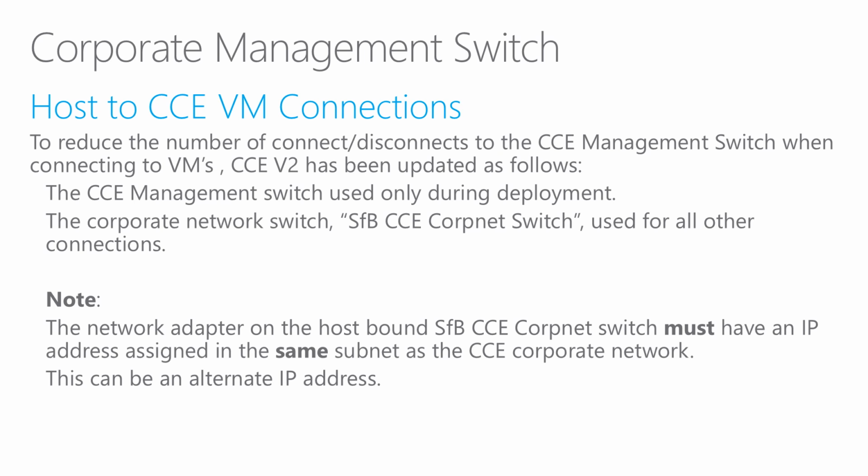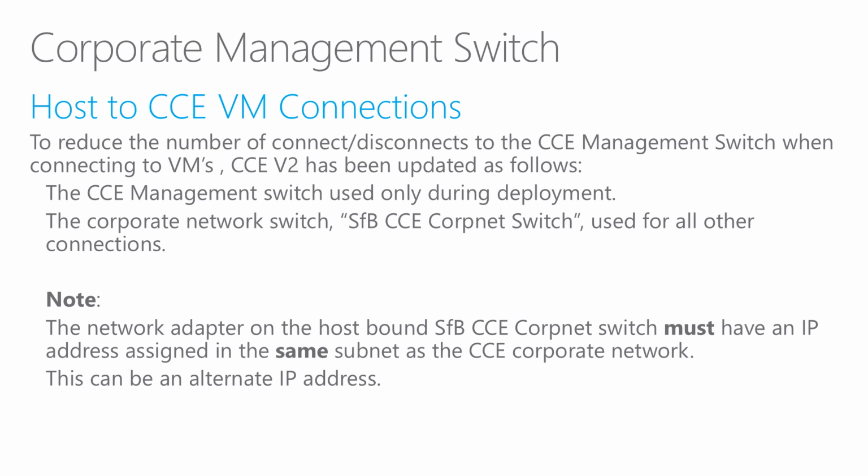It's important, however, to note that since we're using that Corpnet switch, the network adapter that's bound to the SfB CCE Corpnet switch must have an IP address assigned in the same subnet as the CCE corporate network defined on the CCE VMs. This can be an alternate IP address, but in order for that host to establish that network connection, it has to have an IP address in the same subnet.